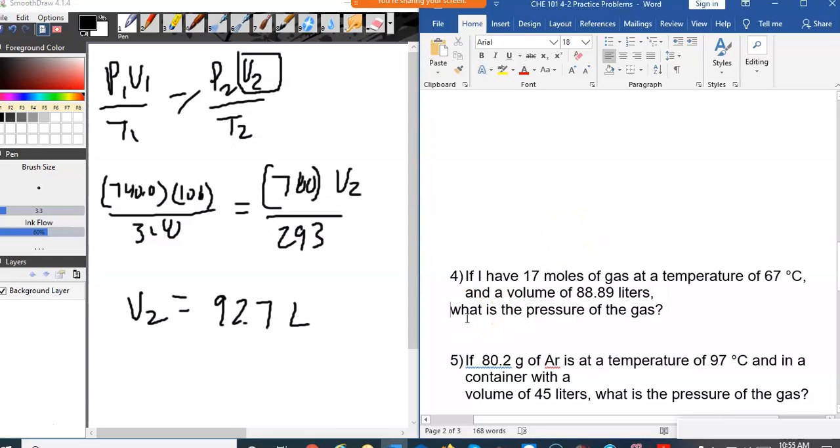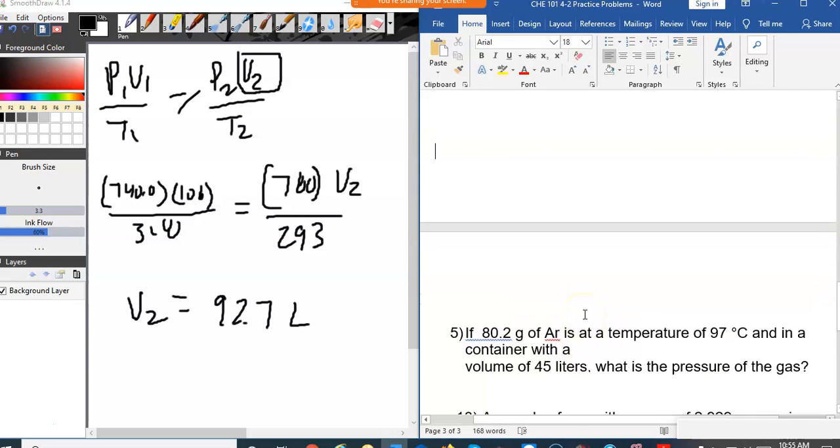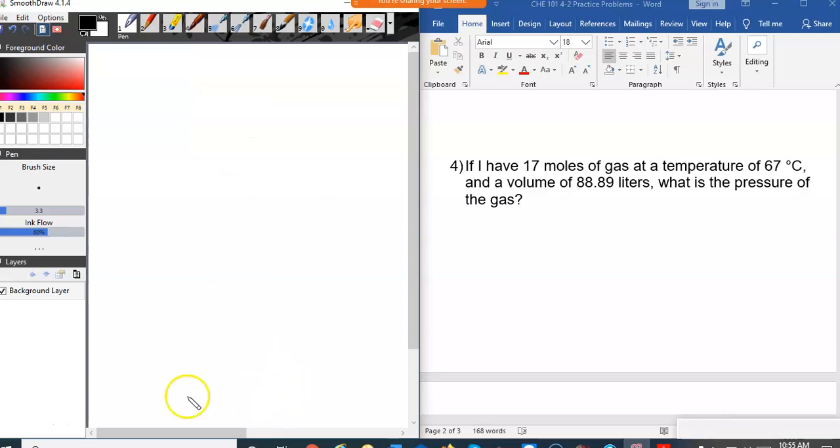If you had moles, okay. This one. I was checking to see if this is the same one, then we'll have to do it. I think we just have two more. Okay, good. Okay, so we'll do this one. If I have 17 moles of gas and a temperature of that and a volume of that, what is the pressure? I'll let you guys work on that.